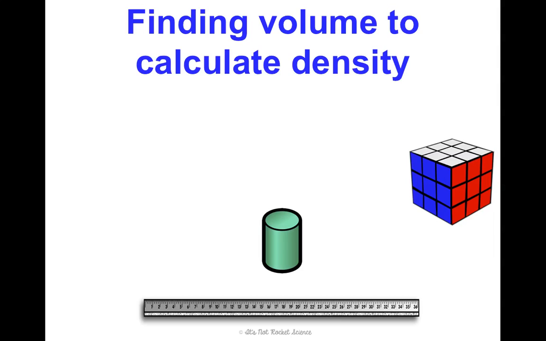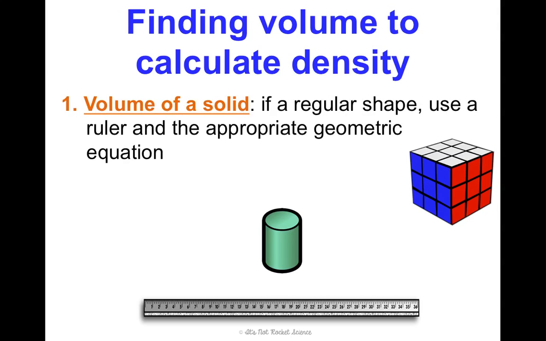First is finding volume by just calculating the volume in order to find our density. And so that would be if we have an object that is a solid and if it's a regular shape. We would use a ruler and we would use an appropriate geometric equation.